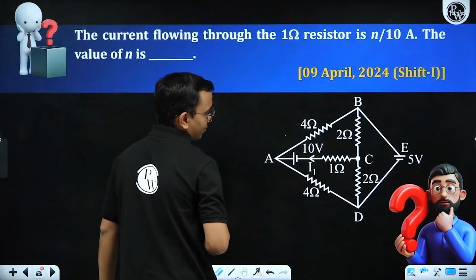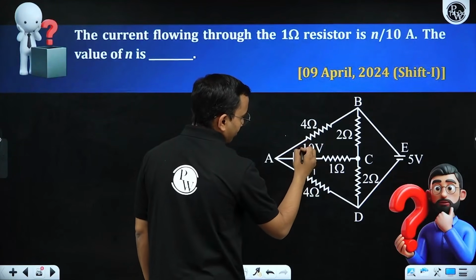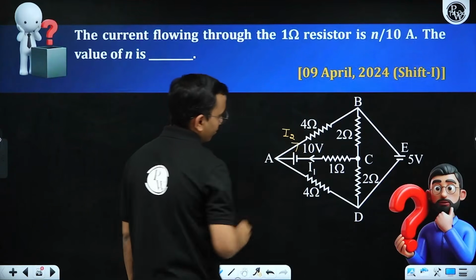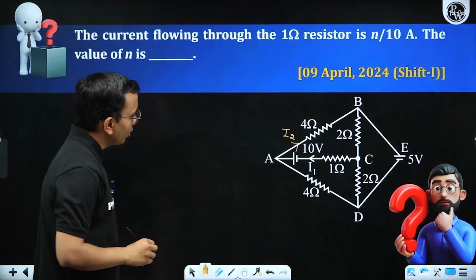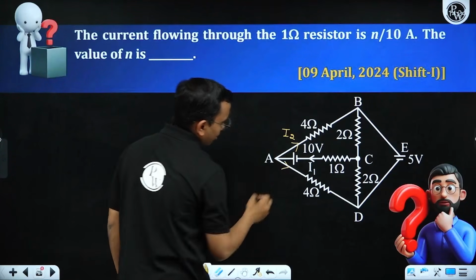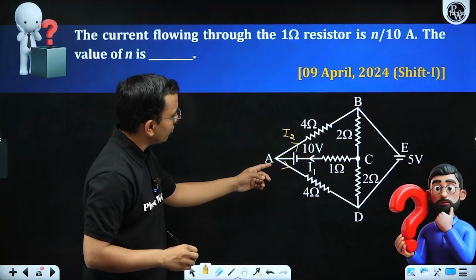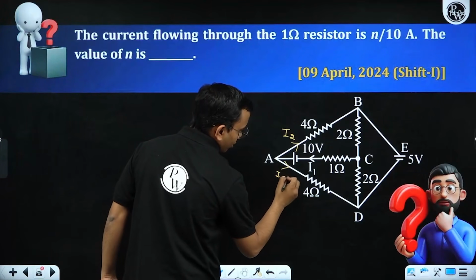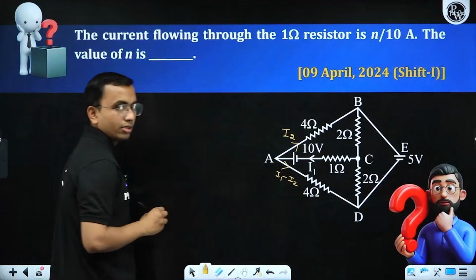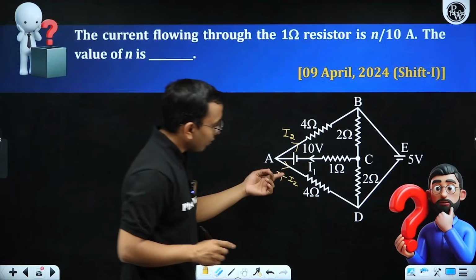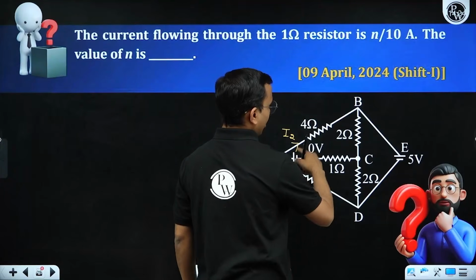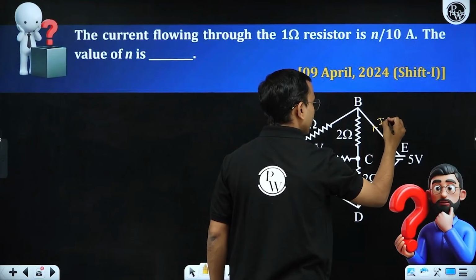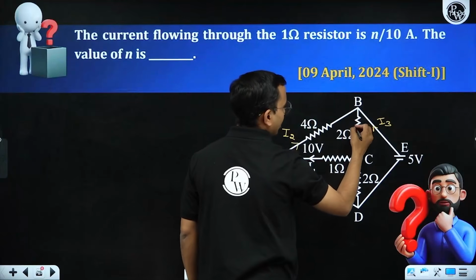This is I1. Let us consider this as I2. So in this direction it will be I1 minus I2. How did I write it? Junction rule. I1 minus I2 I got. I2 is there. Let us consider I3 here, so this will become I2 plus I3 here.